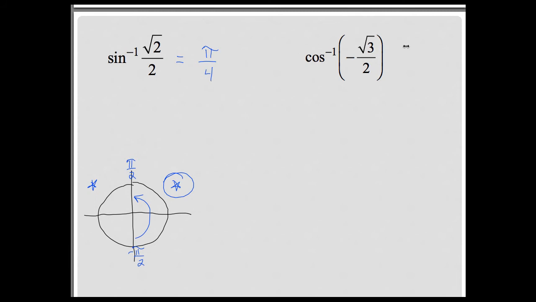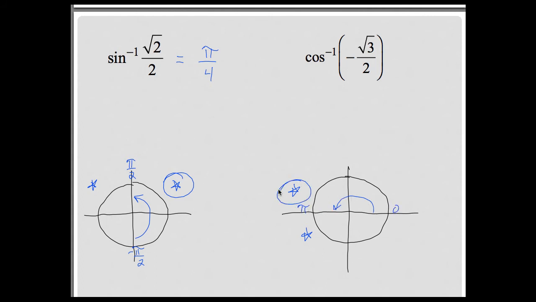And finally, the last one, inverse cosine of negative root 3 over 2. So cosine is going to be negative in the second and third quadrants. So over here or over here. But the restricted range for inverse cosine takes us from 0 to pi. So our only answer is going to be there in the second quadrant. So, again, you can do a reference angle if you find it helpful. From your unit circle, you want to think of the angle where the cosine, the x-coordinate for the point, is square root of 3 over 2.